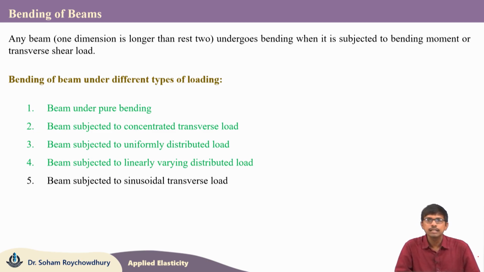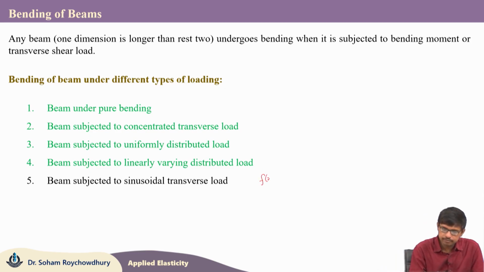Now, coming to the last type of loading which we are going to consider, here the beam is subjected to the transverse load with sinusoidal intensity. So, the transverse load expression F(x) is written as some constant F times sin beta x. If the load acting on the beam is of this particular form, sin beta x times some intensity capital F, then we need to solve that problem using a different approach.